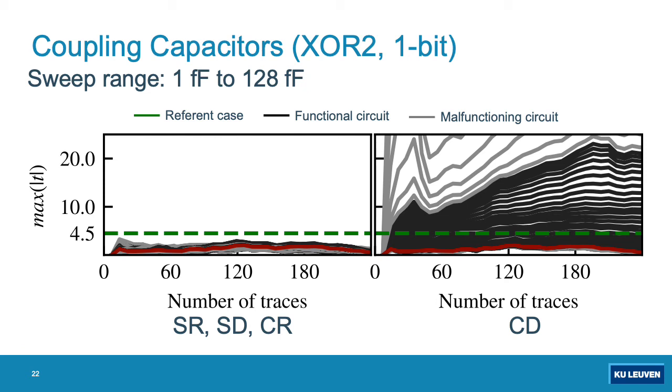And indeed, our experiments remain in line with the theory. So targeting the single bit XOR gate, we see that only the cross-data capacitors may lead to a significant increase in the levels of leakage. Interestingly, the cross-rail ones do not show any significant increase. Looking at the right-hand side plot, it seems that the leakage induced by the cross-data capacitors is similar to the ones caused by the parasitic inductors in the previous case.